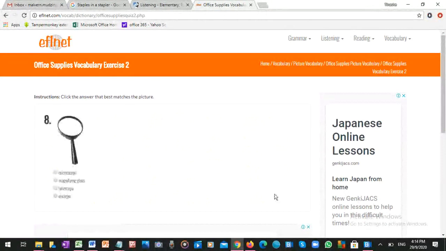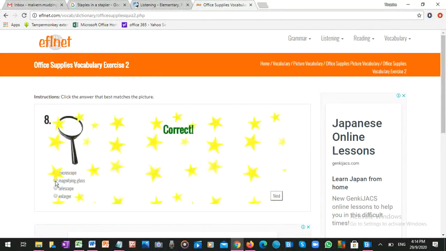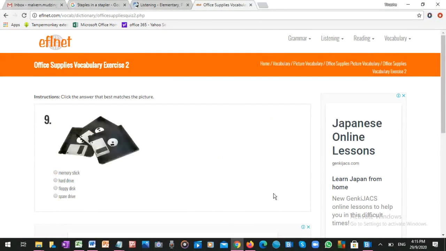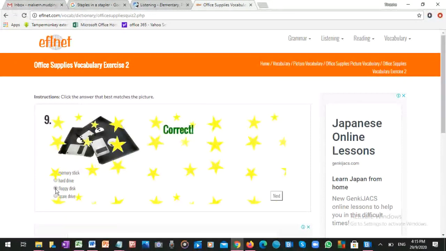Next one. What do you think this one is? Well done. Magnifying glass. Magnifying glass. Well done. And this? Not quite. Floppy disk. Floppy disk.